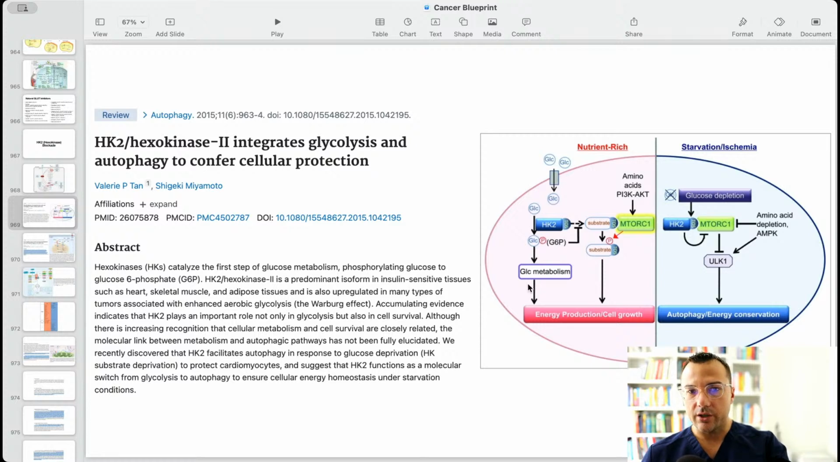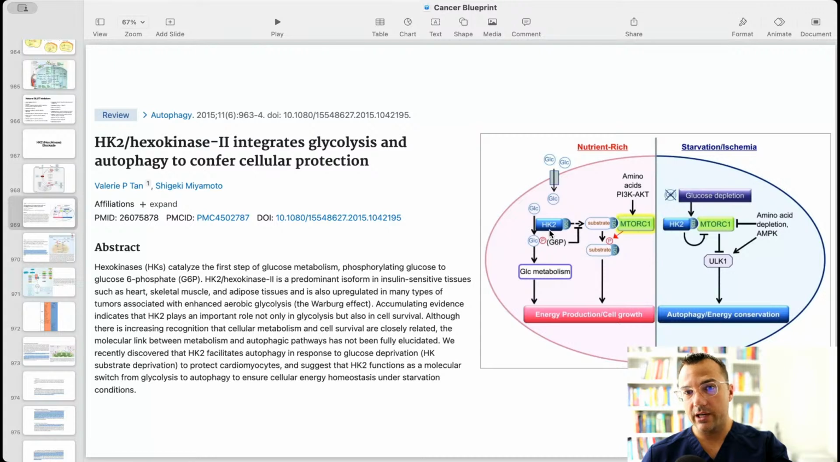So what it's saying here is that when we're in a nutrient-rich environment, then mTOR will be activated through the PI3K-AKT system via amino acids and insulin and different things, and it's going to produce energy.